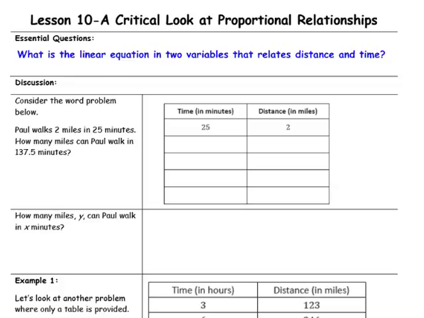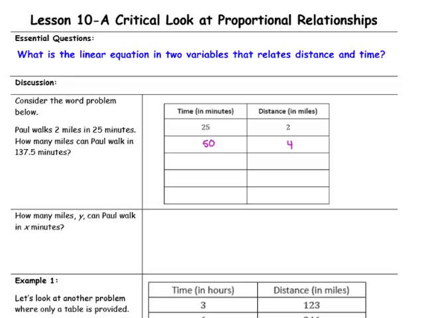Consider the word problem below. Paul walks 2 miles in 25 minutes. How many miles can Paul walk in 137.5 minutes? First, let's determine how many miles Paul could walk in 50 minutes. In 50 minutes, this would be double the amount of time that he has walked 2 miles. If you double the time, you would expect that you would double the distance as well.